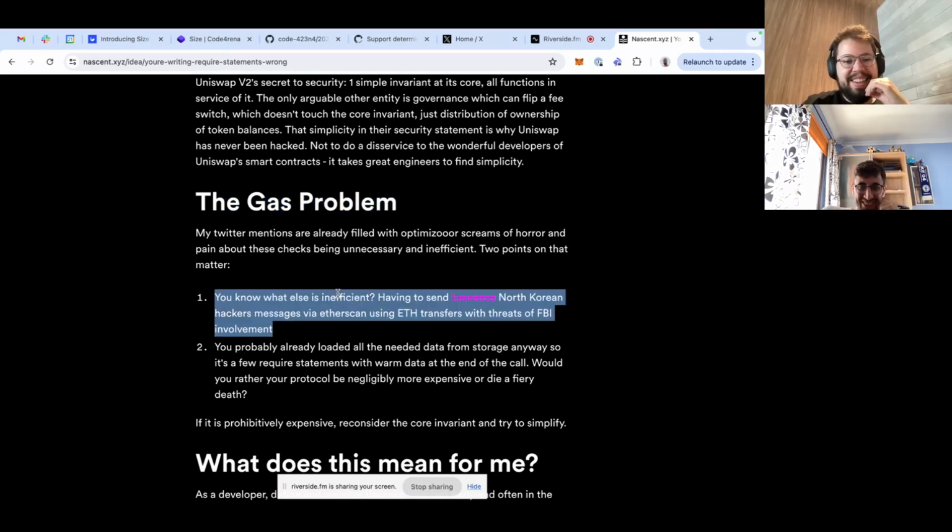You know what else is inefficient? Having to send North Korean hackers messages via e-mail.